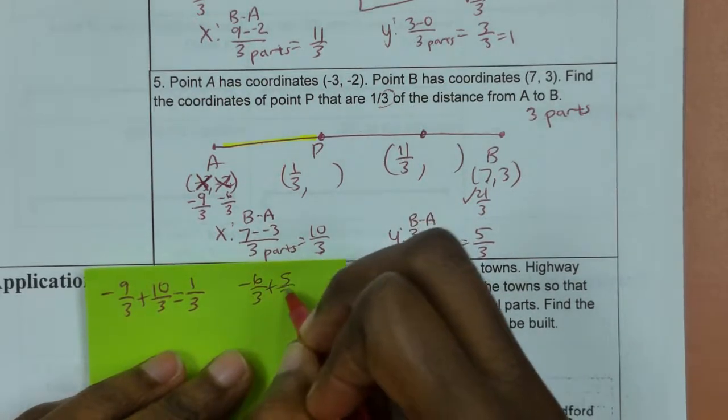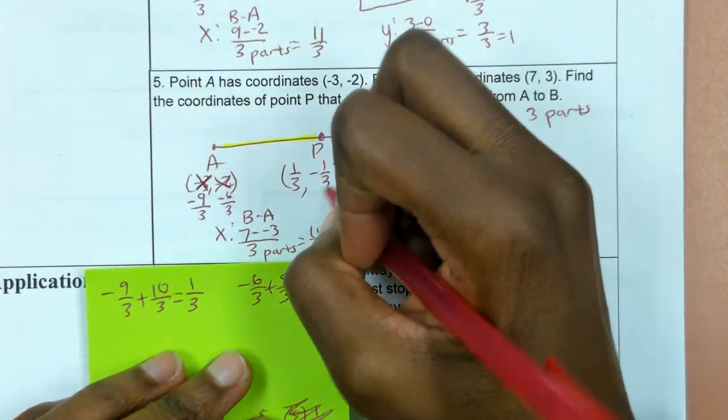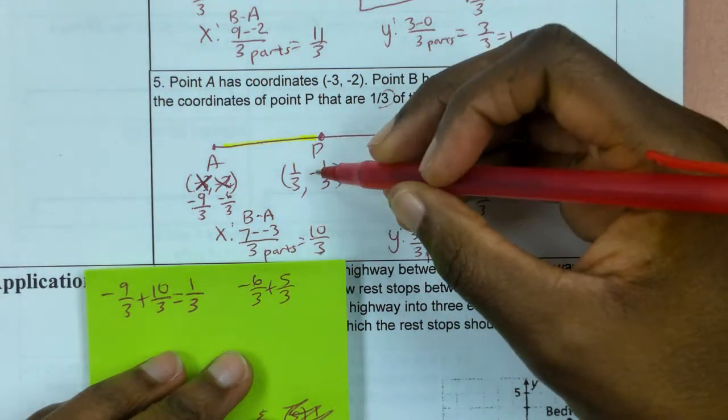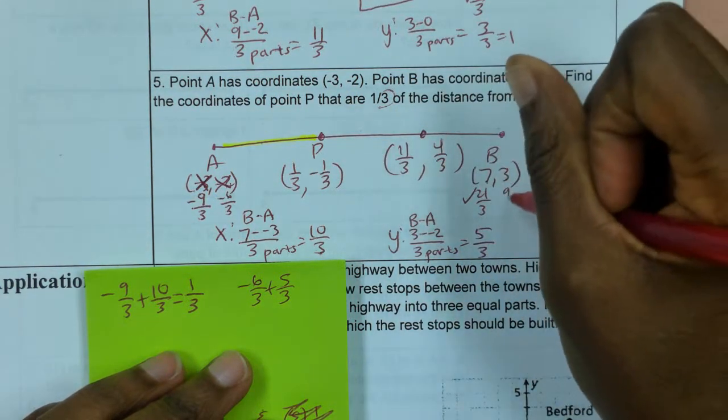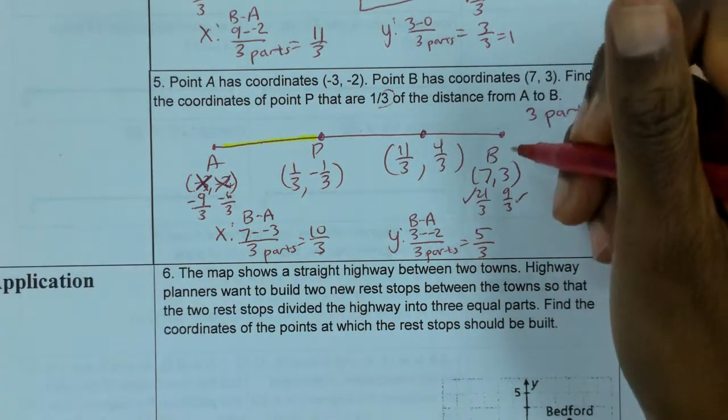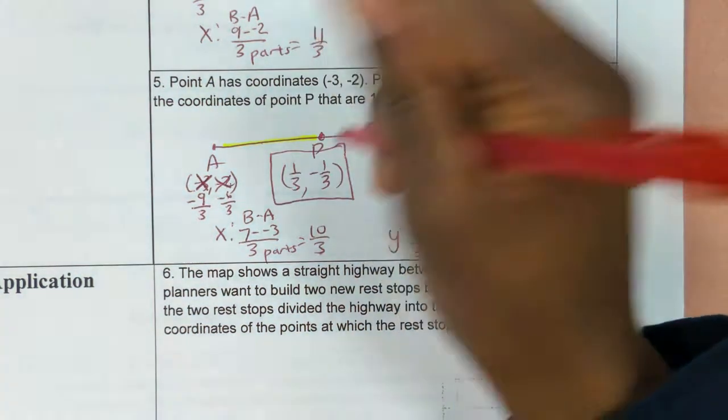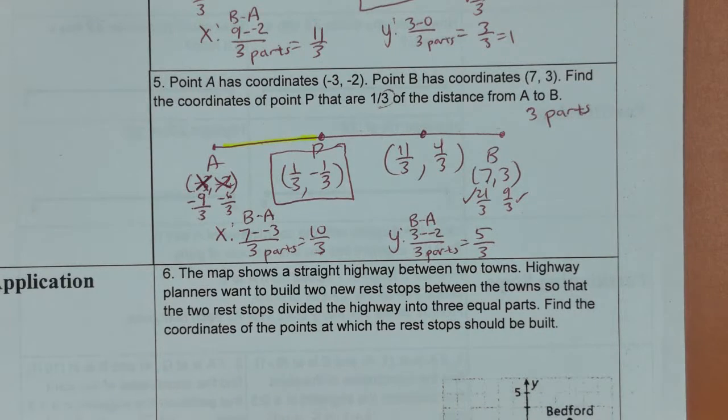If we add 5/3, we're going to get -1/3. Now we can continue to add 5. So we get 4/3. Adding 5 would give us 9/3, which is equivalent to 3, so we did it correctly. So P is at 1/3, -1/3.